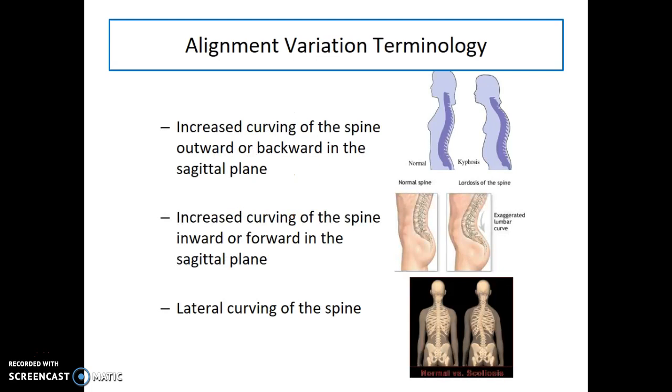When we are thinking of the curvature in the spine, there are alignment variation terminologies that you should be a little bit familiar with. So on this top image, we have normal, then we have kyphosis, which is an increased curving of the spine outward or backward to the sagittal plane. We'll get into plane soon, don't worry. The second is more of an exaggerated lumbar curve. Then you also have the lateral curving, which is called scoliosis.